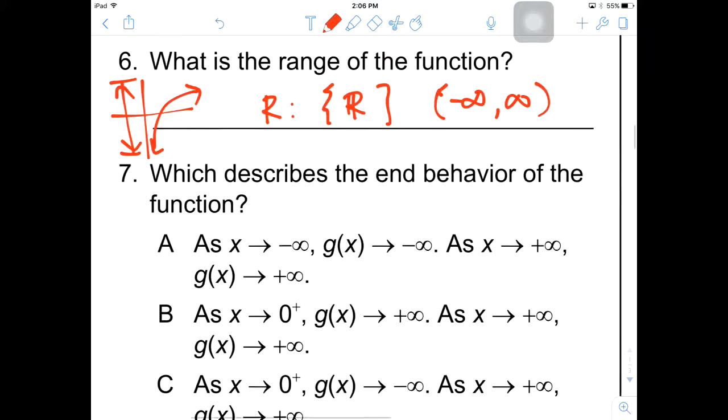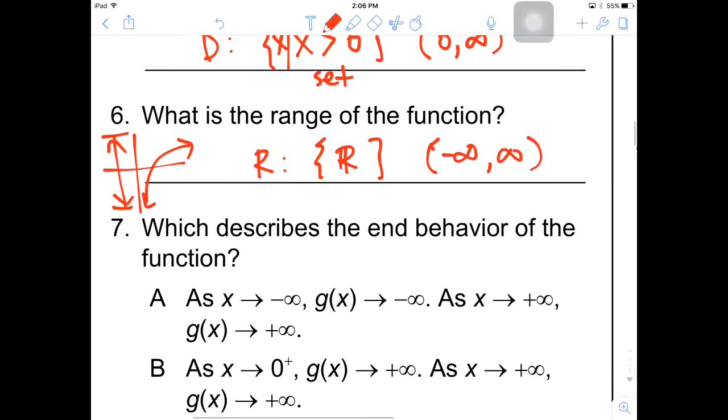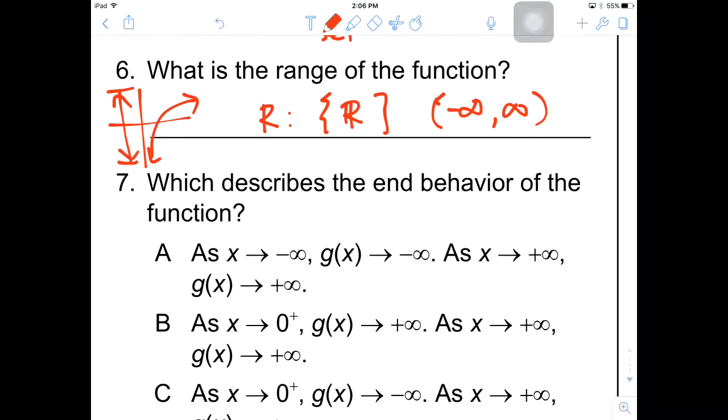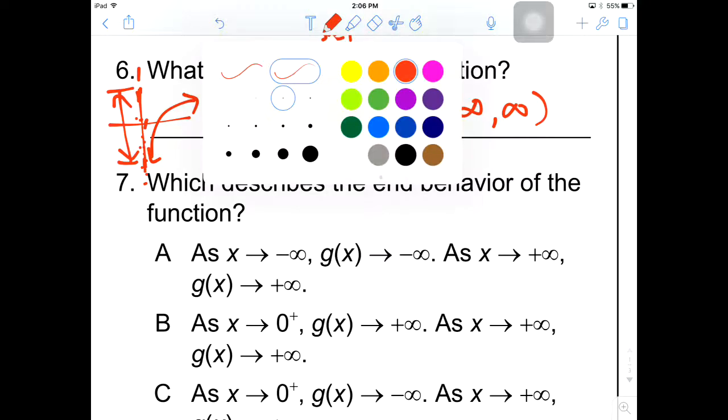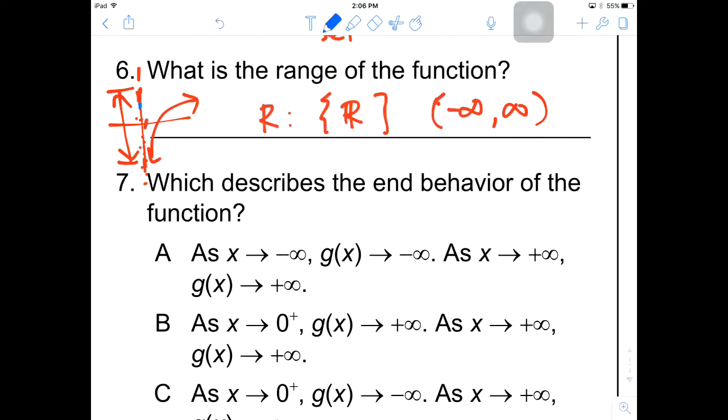Number 7, describe the end behavior of the function. So in a logarithm function, as you can see, we have a vertical asymptote here at 0, at the y-axis. So as you move towards the left side, it's kind of like a block wall. You cannot pass this y-axis. So that would be where the block wall is.